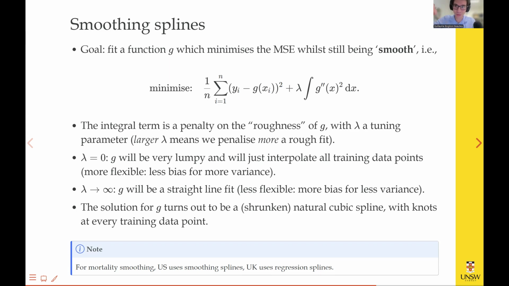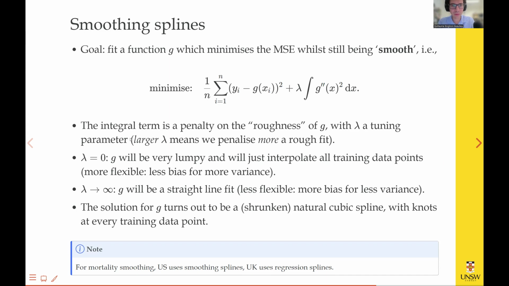Otherwise said, the function is very, very wobbly because the slope keeps being positive, negative, positive, negative. It's not like a nice, smooth increasing function or decreasing, or maybe increasing and then slowly decreasing. That would be a smooth function because the second derivative is not large. So the rate of change of the first derivative is small for a smooth function. Okay, hopefully that makes a bit of sense.